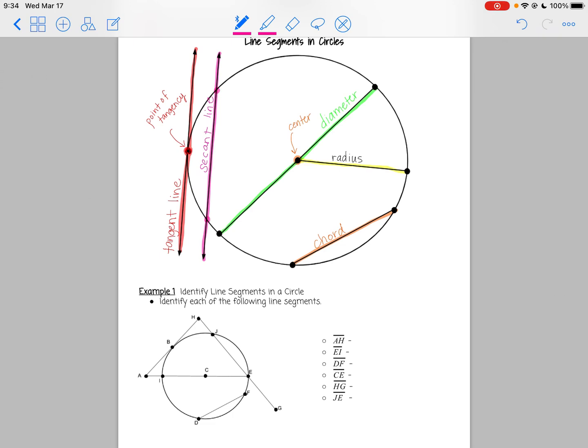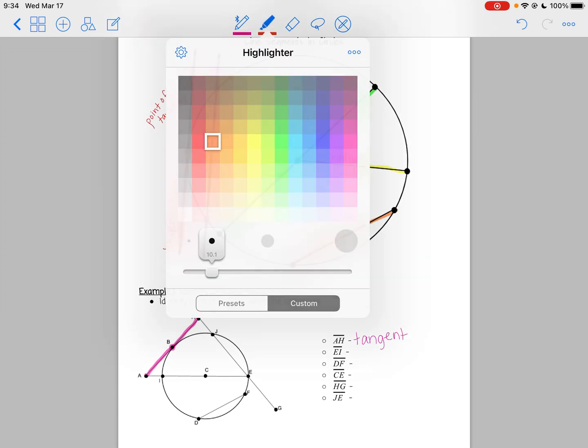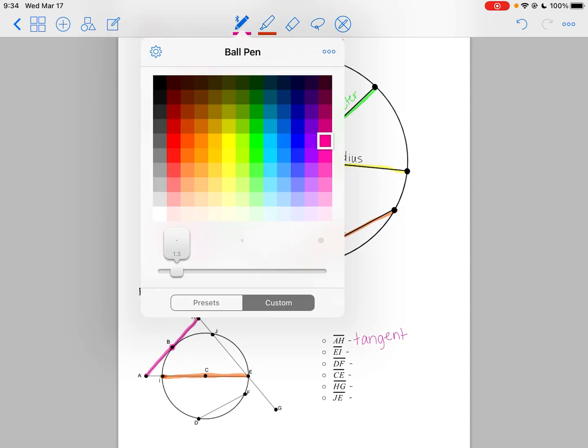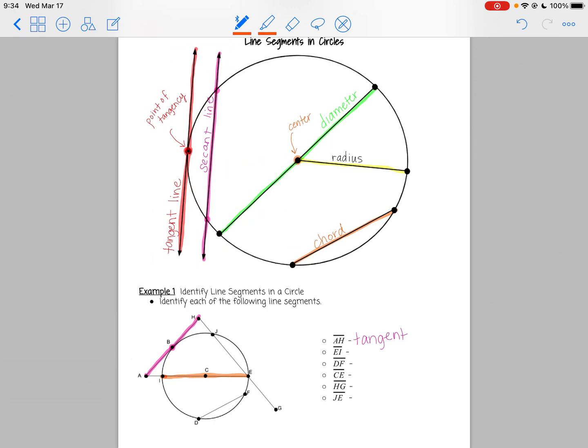So here, our first one to identify is segment AH. Notice that it has two endpoints outside of the circle, but it hits at exactly one point, point B. So because of that, this is a tangent line, or a tangent segment. Next, we're going to look at segment EI. So segment EI, both of those endpoints are on the circle, and it goes through point C, which is the center of the circle. So this is a diameter.